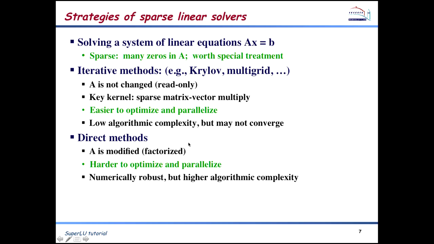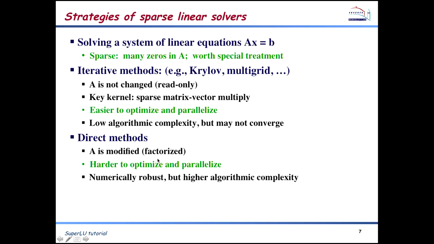There are two big categories of solution methods. One is the iterative methods, including Krylov methods and multigrid. In this category, it's very nice: the matrix A is not changed. So A is only read-only. The sparse matrix is only read-only. Then there are a lot of operations which involve sparse matrix-vector multiplication. For this kind of kernel, sparse matrix-vector multiplication is much easier to optimize on modern machines and also to parallelize. It has low arithmetic complexity. But the drawback, of course, is that it may not converge.